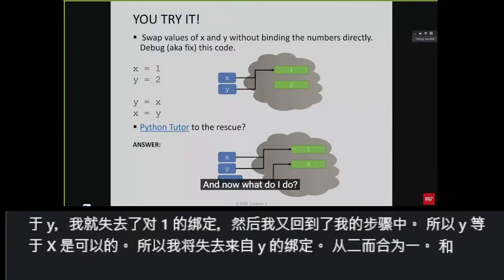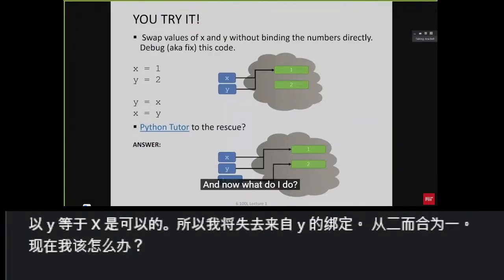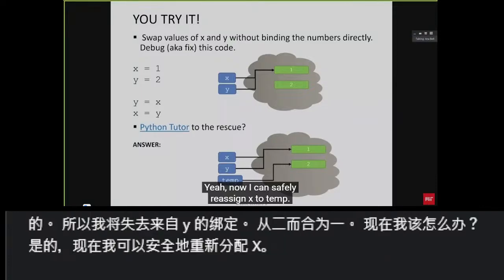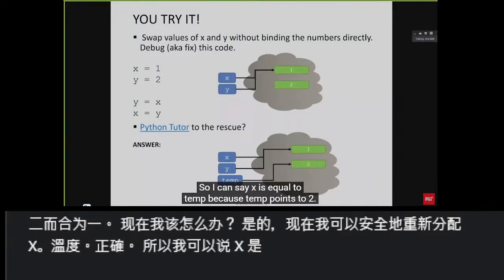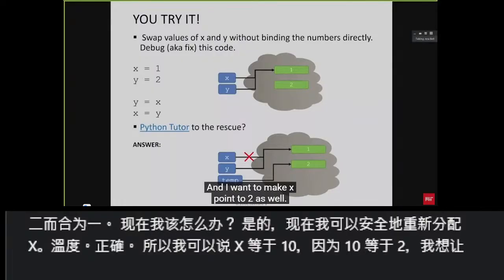And now what do I do? Yeah, now I can safely reassign x to temp, right? So I can say x is equal to temp, because temp points to 2, and I want to make x point to 2 as well.